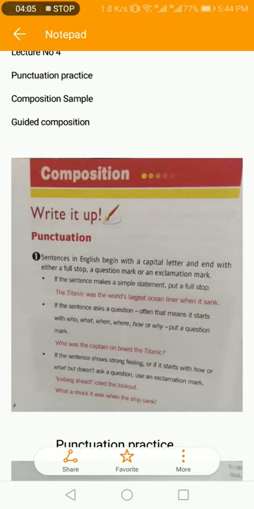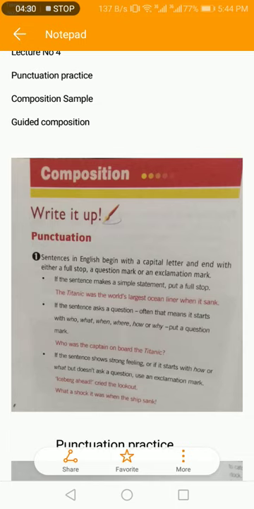What a shock it was when the ship sank! So these are the examples, and these two sentences show strong feelings about the ship when it sank, or about the iceberg, that when they saw the iceberg they cried out, iceberg ahead, cried the lookout.